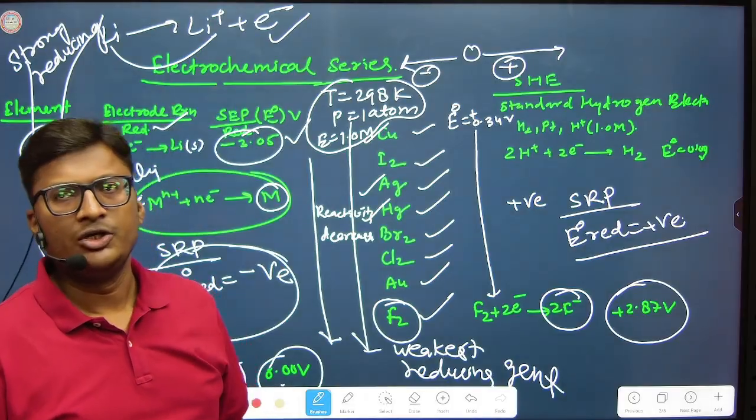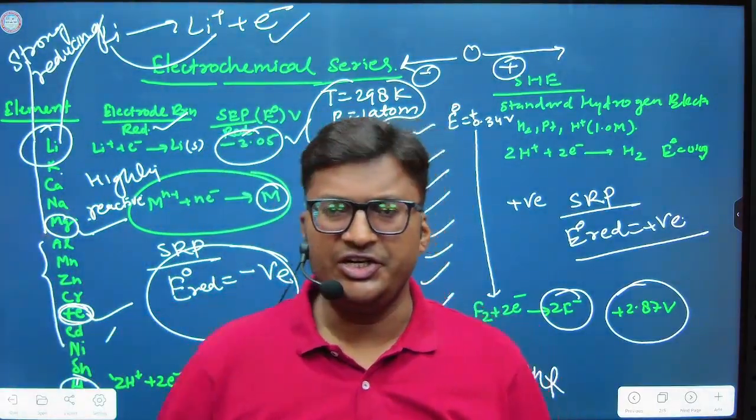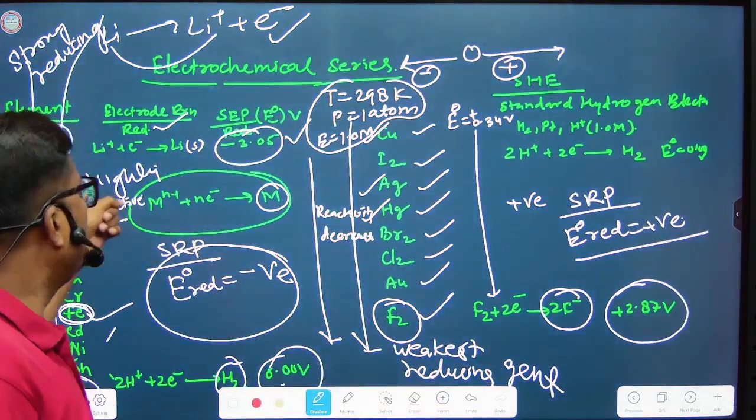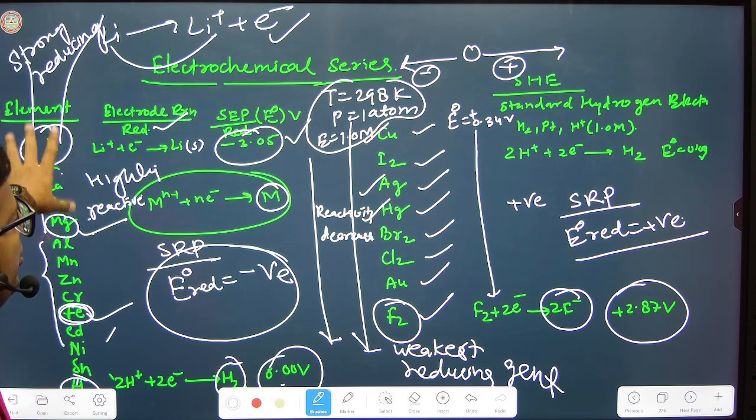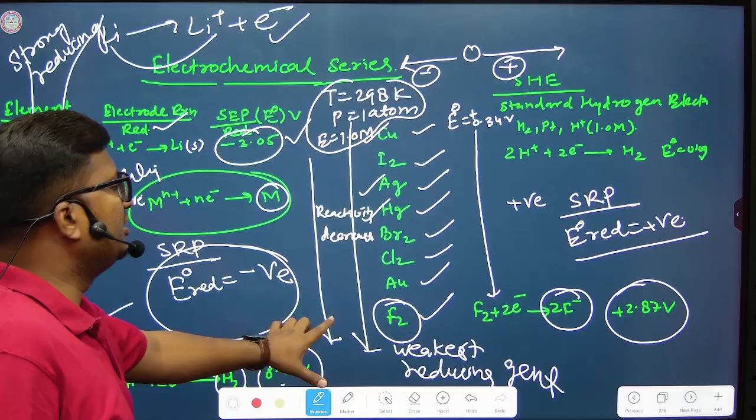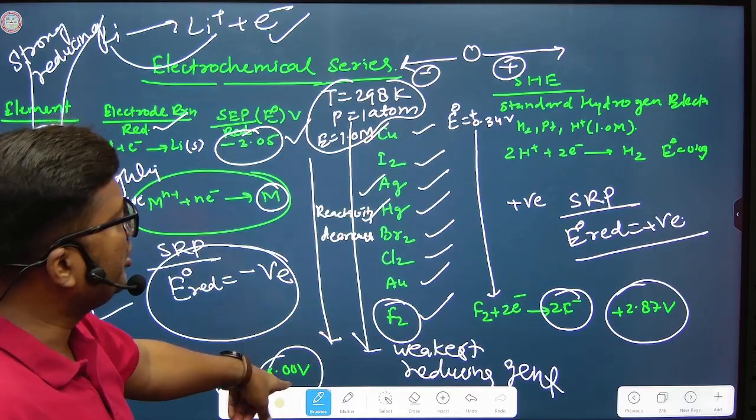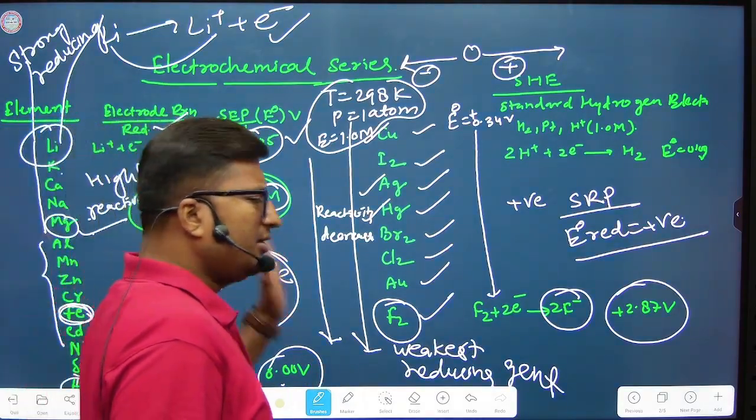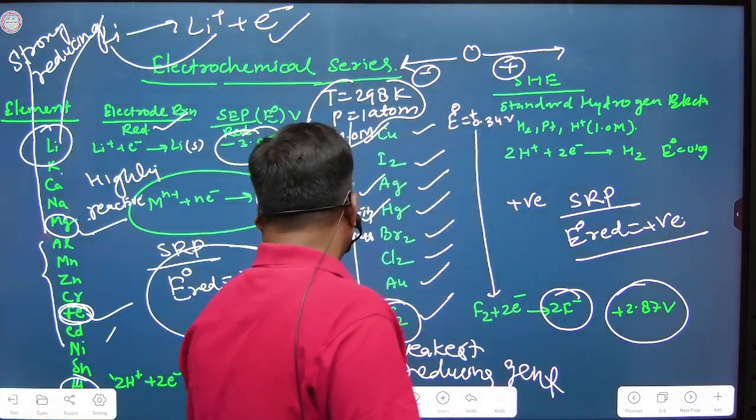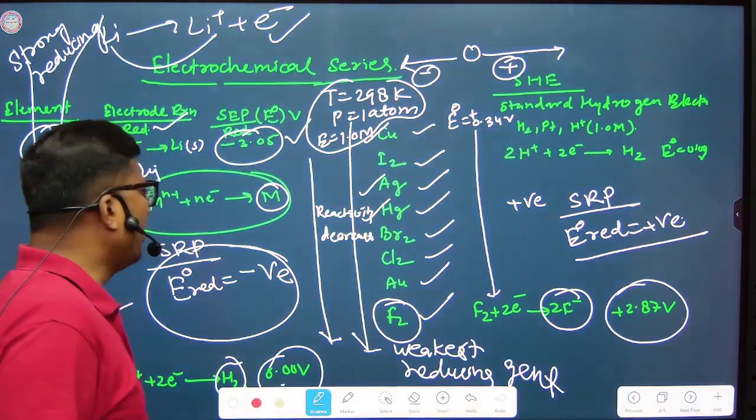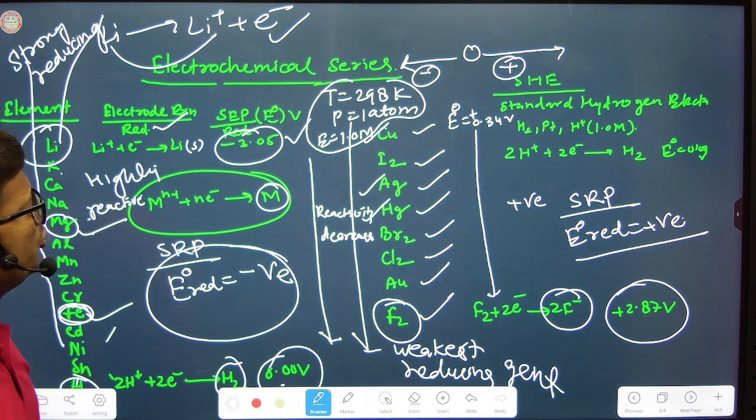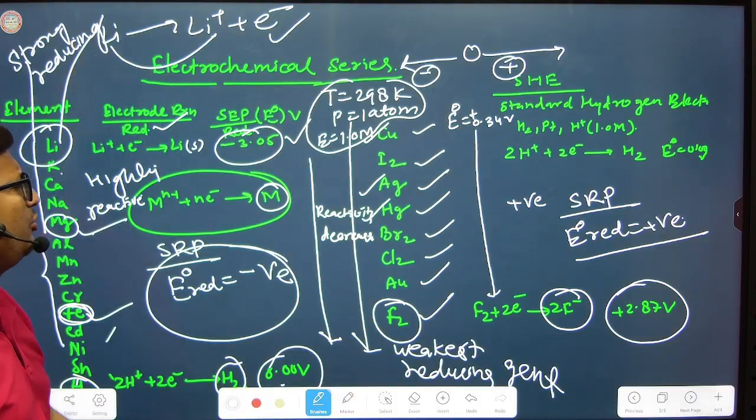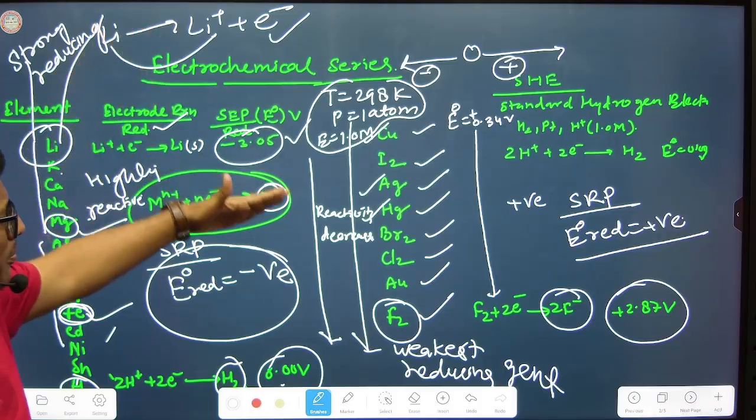Clear? So this is the electrochemical series where reducing power decreases. Lithium is the most reducing metal, and fluorine is the weakest or least reducing non-metal, right? So this is the electrochemistry behind the idea of reducing power. So reducing capacity decreases from top to bottom.